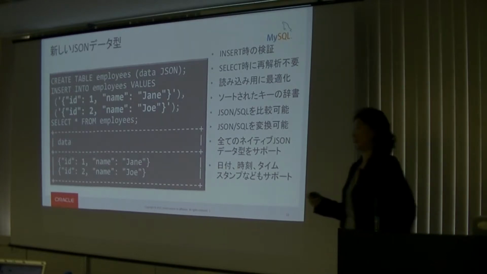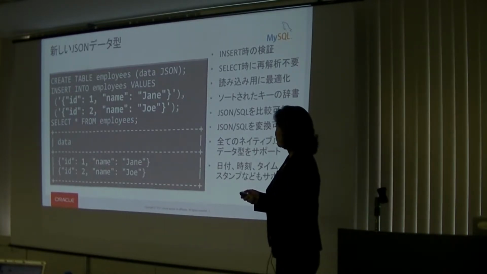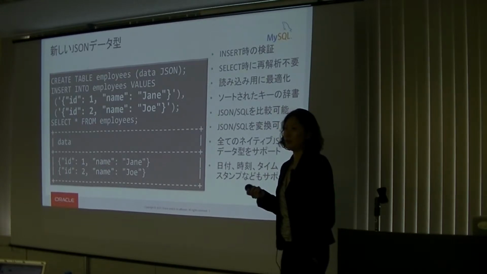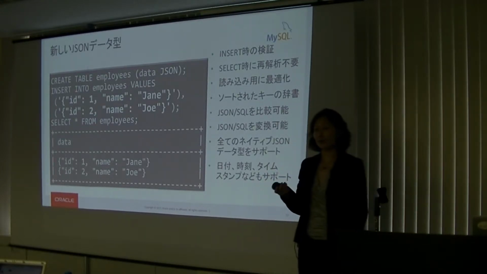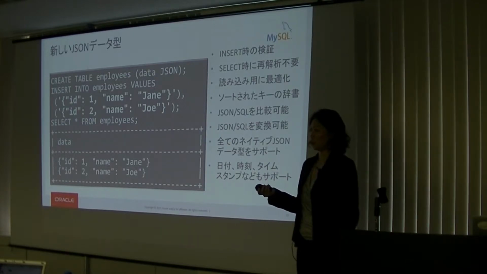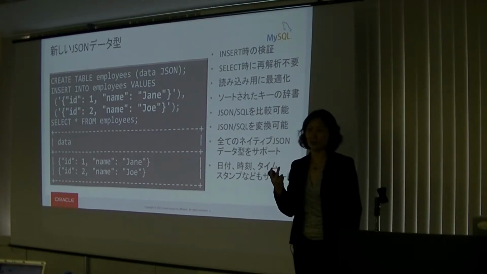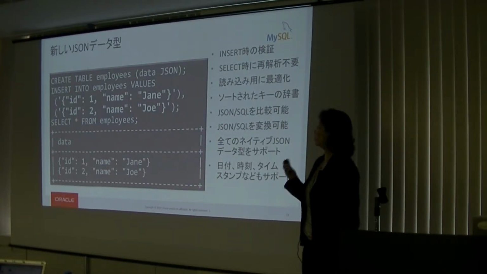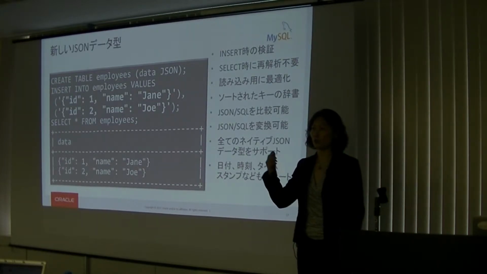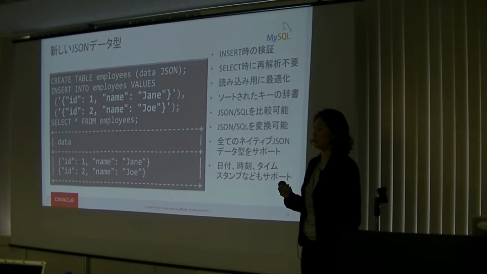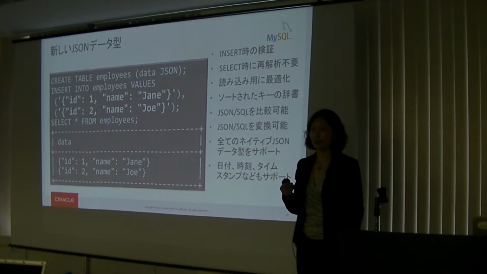Okay, let's go back to JSON. Since so many of you are familiar with 5.7, 5.7 introduced the JSON data type. It's a binary data type. You can always store JSON in a text or varchar, but the binary data type has two big advantages. One is it does a validation on insert, so we make sure the JSON you insert into the JSON column is valid JSON. And second, the most important part is it's optimized for select.